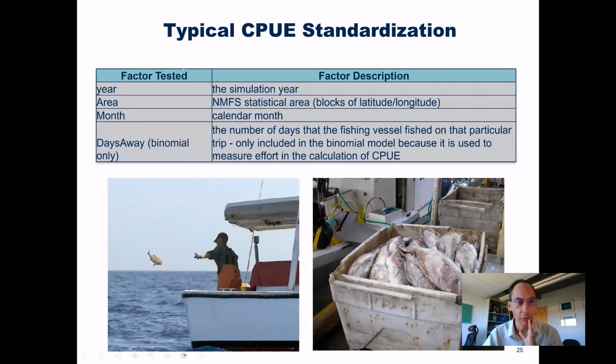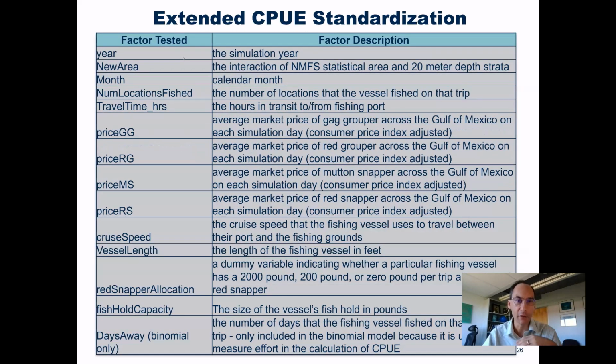Oftentimes there were just a few factors, like year, area, month, and number of days away fishing, that could be used to standardize CPUE. What I did was use that small subset of variables to generate one standardized index, and then I used a whole bunch of other variables for which I had information from the simulation model to develop another set of indices.